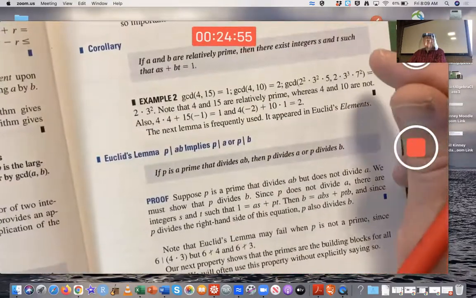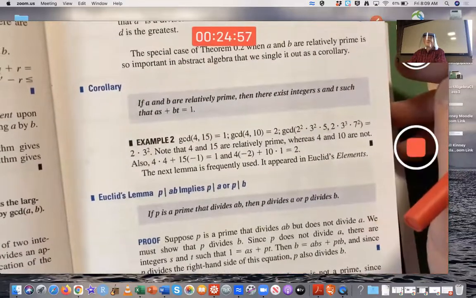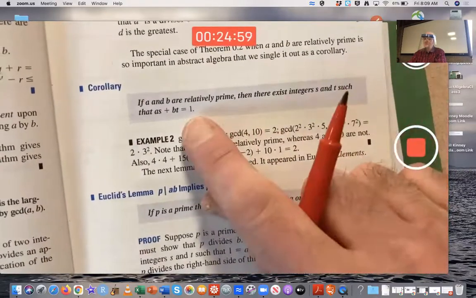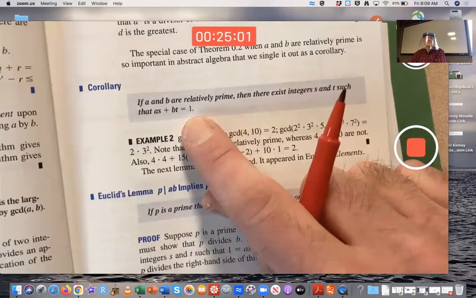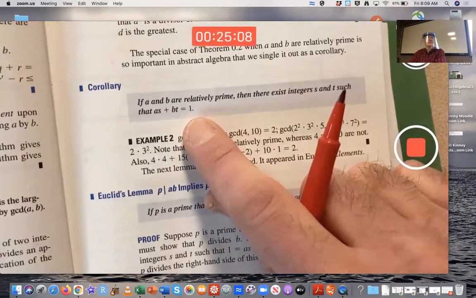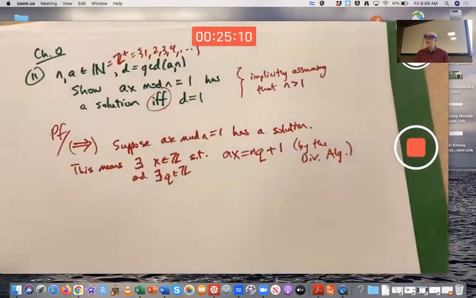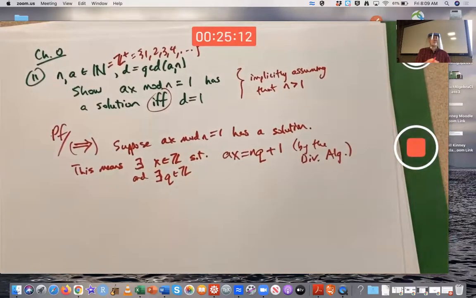You could say, if there exist s and t so that this is true, then the GCD must be 1. Maybe that's the trickiest part, is realizing you could do that here. So what does that mean I should do with this equation?